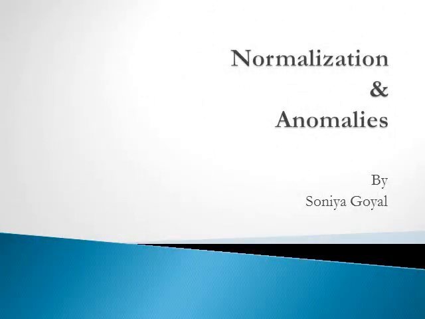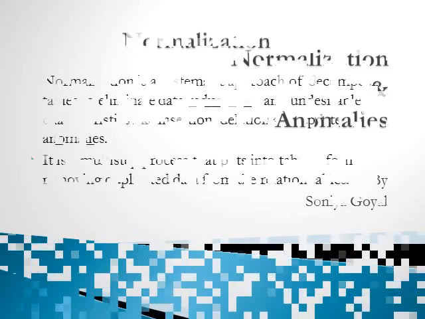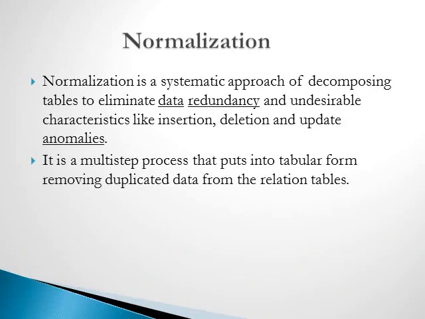Hello everyone. In today's lecture we will discuss normalization, why we use normalization, different forms of normalization, and anomalies and different forms of anomalies. Basically, database normalization is used for controlling redundancy, reducing the complexity of the data, and ensuring data dependencies.